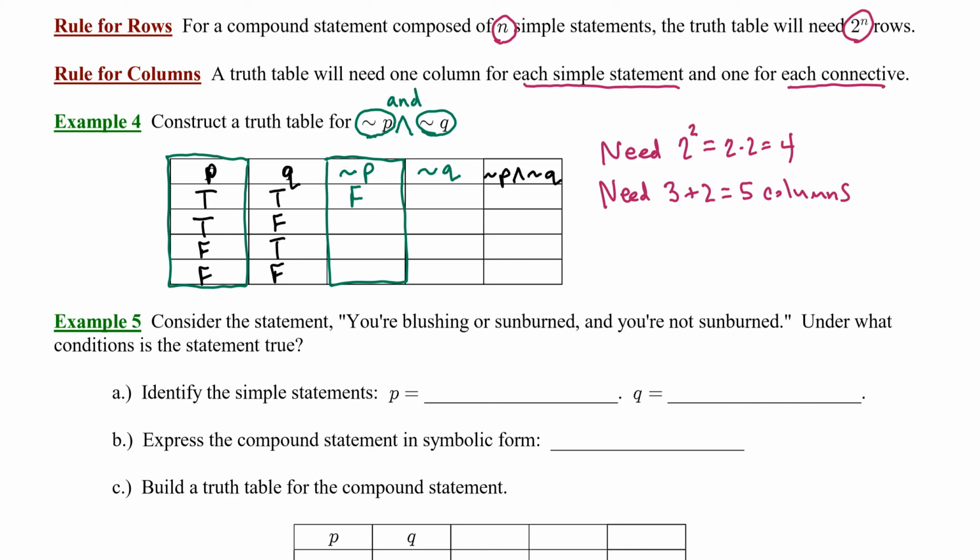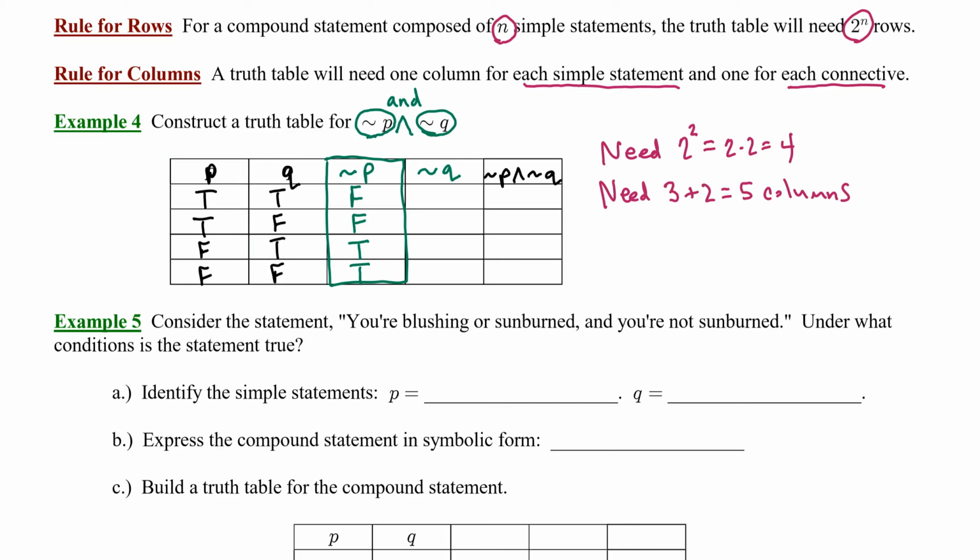Now, I'm not looking at this column or anything else. I'm only looking at this column to make my decision for this column, right? Let's look at the next row. If P is true, then not P is going to be false because the negation always has the opposite truth value. In this row, P is false, therefore not P would be true. And finally, if P is false, not P would be true as well. So that's going to be useful as we build up to our compound statement.